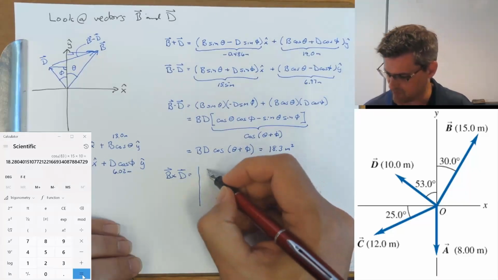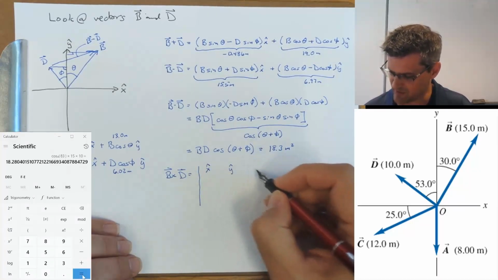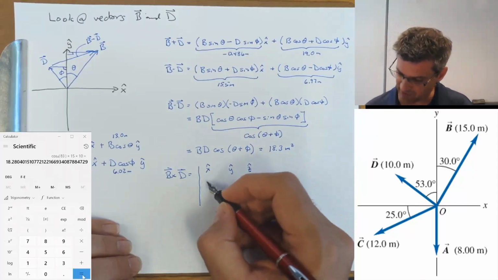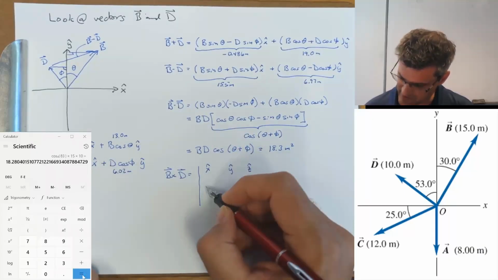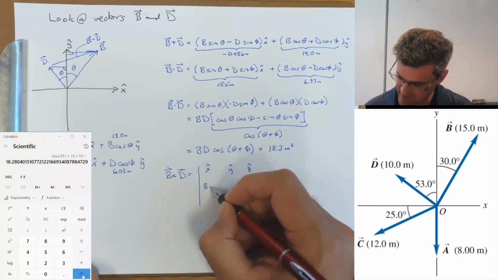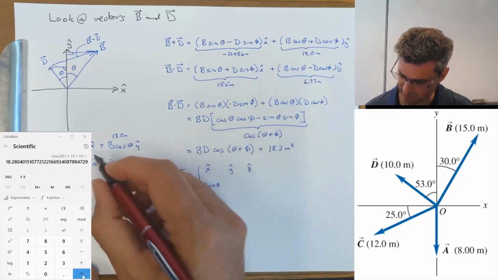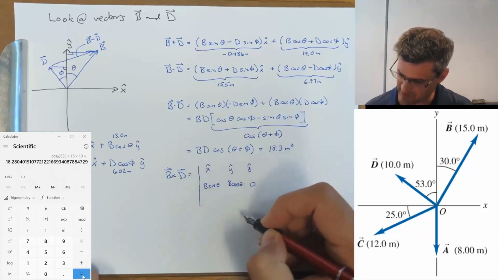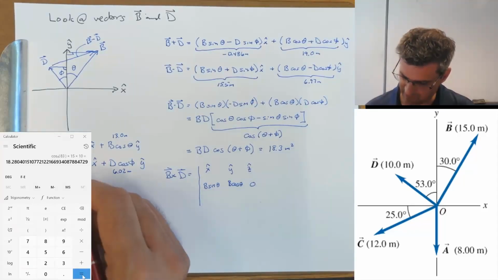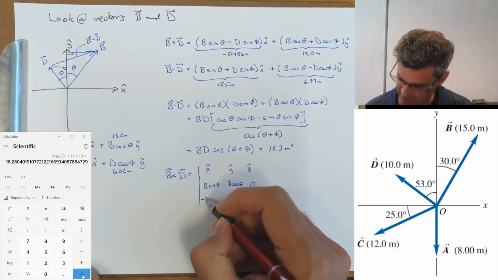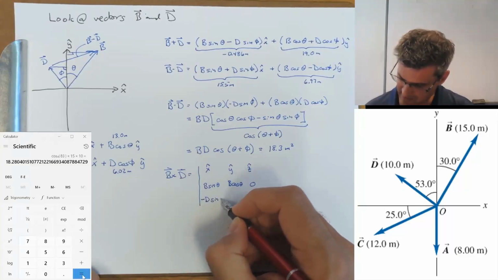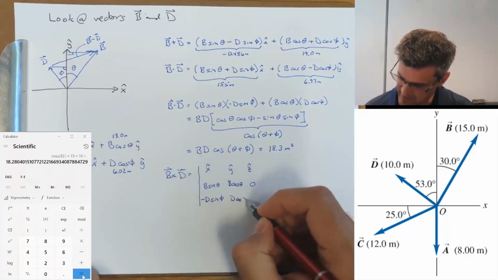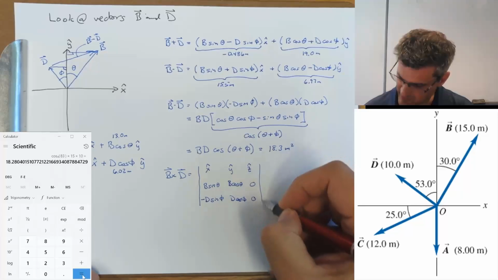Maybe you're not familiar with finding determinants of matrices. That's fine, but this is a technique we have in the book. We're going to talk more about cross products as the term goes along. But we have B in the x direction, so the x component, B sine theta. The y component, B cosine theta. We have no z component. Now we look at vector D. Its x component is minus D sine phi. Y component is D cosine of phi, but it also doesn't have a z component.